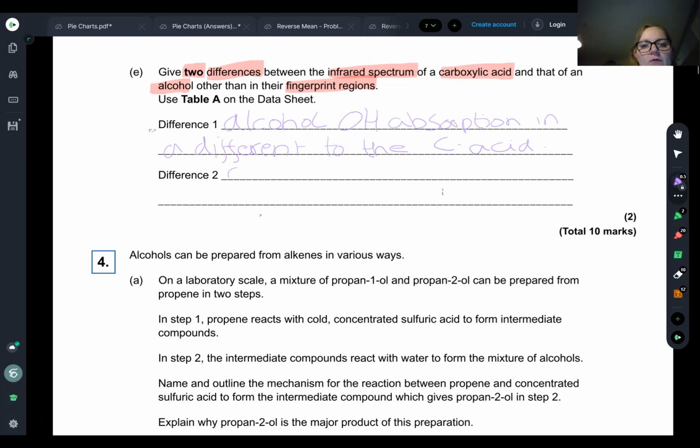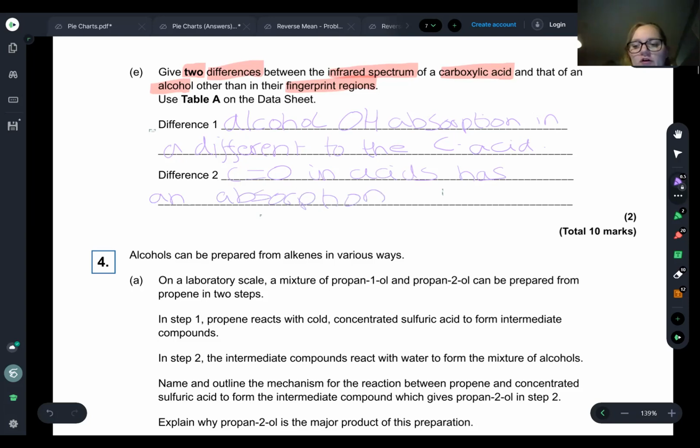The second difference is that we've got that C double bond O in our carboxylic acid. So the C double bond O in acids has a different absorption, and we don't have it in alcohols. You should know this one. It's an absorption of anything between 1680 to 1750 centimeters. And so that whole question in total would give us 10 marks.